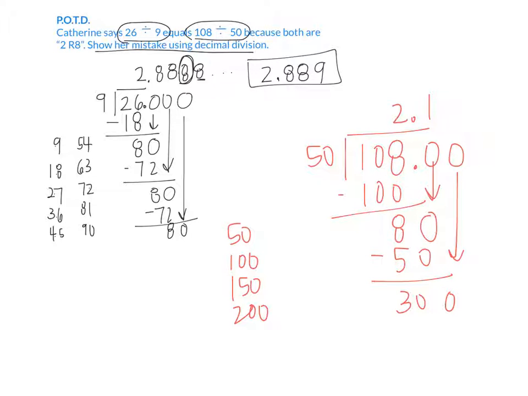If I have 300 hundredths, I want to share it into 50. Let's skip count by 50. Ready? 50, 100, 150, 200, 250, 300. So how many hundredths could I have? 6. And then 6 times 50, of course, is 300. And my remainder is 0. So even though they both are 2 remainder 8, do those two equations have the same value? No. Very good.